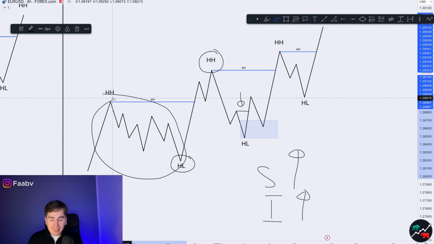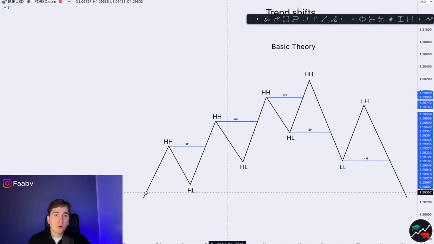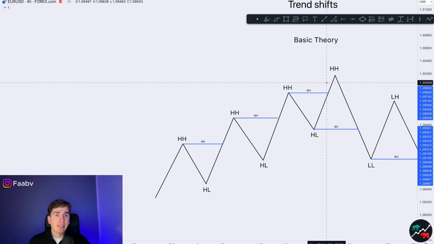Okay, so it seems maybe a little bit complicated, but we'll get to this on the real life charts very, very soon. Now moving on towards trend shifts and the basic theory behind them.